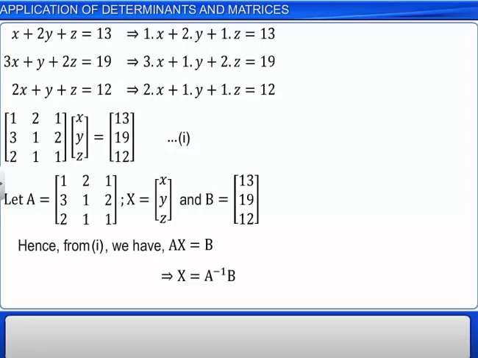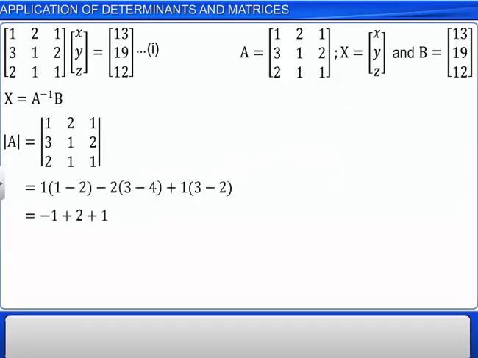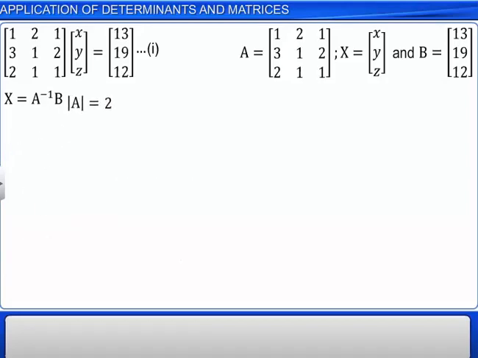Let's begin by finding A inverse. First, let us check if A inverse exists. First, we have to find the determinant of the given matrix. Determinant A is non-zero. This implies that A is a non-singular matrix. Hence, A inverse exists. Let's now calculate A inverse.